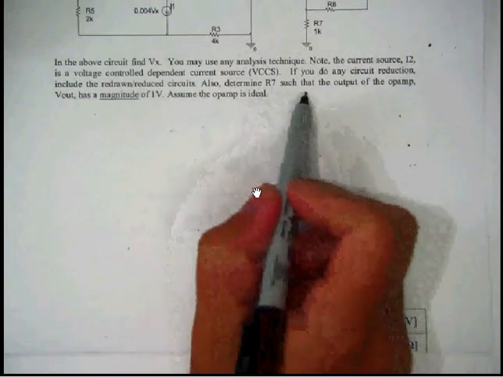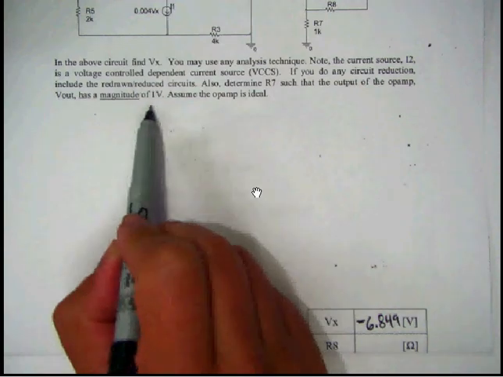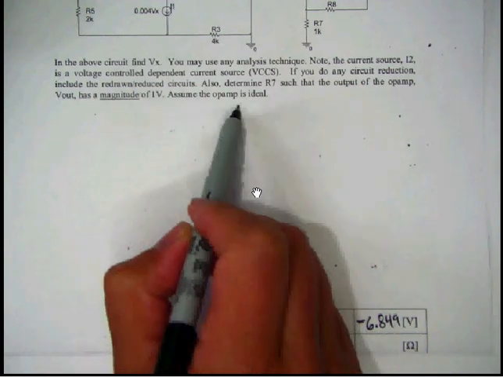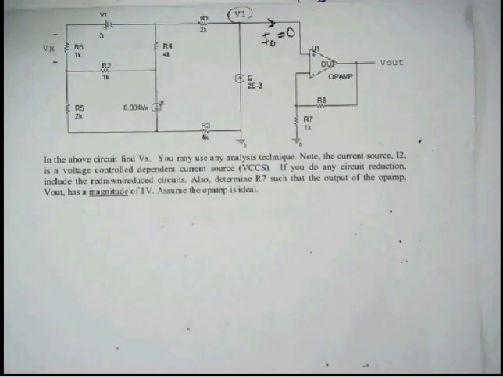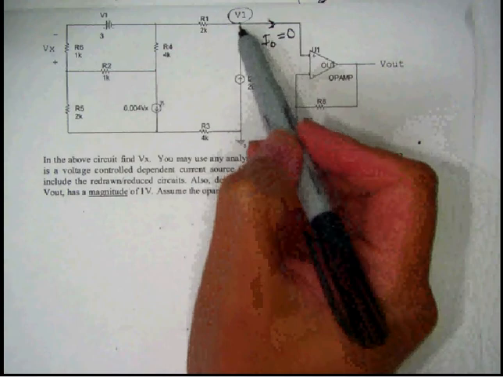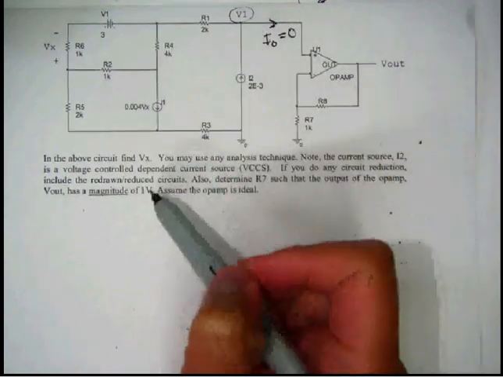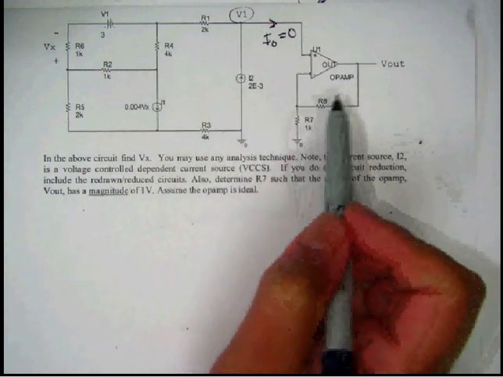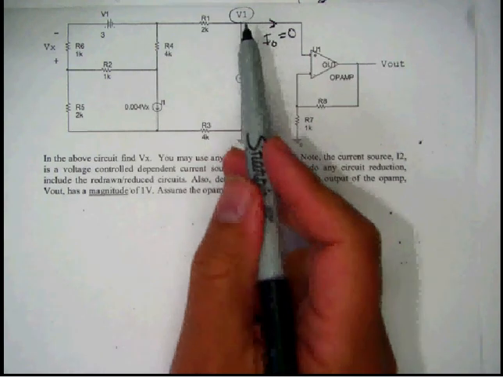Also determine R7 such that the output of the op-amp Vout has a magnitude of 1 volt. And we're assuming that the op-amp is ideal. Okay, so to continue solving this, I'm going to go out on a limb here. Again, we're going to need to know this voltage because it forms the input into this op-amp, and we need to figure out what R7 is going to be so that Vout is at 1 volt. So we definitely need to know this input voltage.